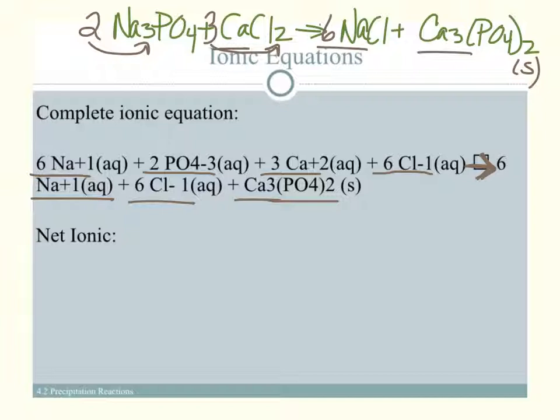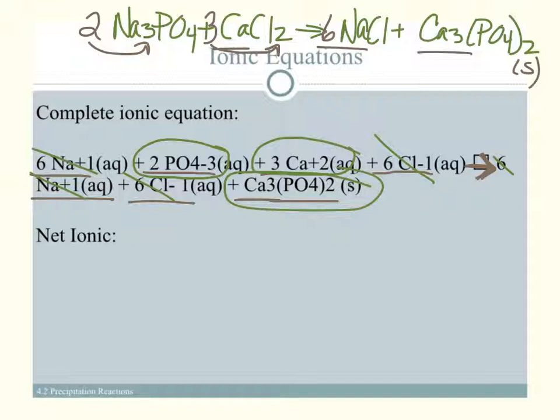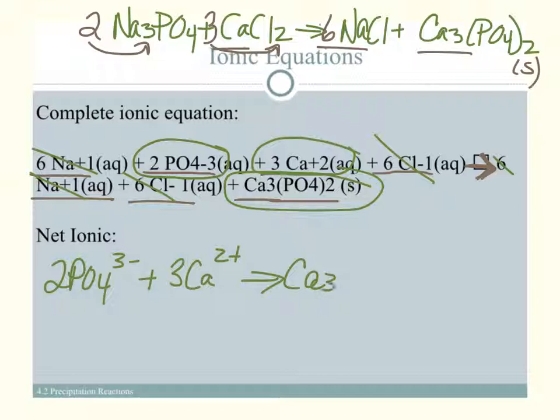So remember, to get to my net ionic, I'm going to cross out anything that appears the same on both sides. So I'm going to start with my 6 Na, my 6 Cls, and that's left. So what's left? My PO4 3 minus, my Ca 2 plus, and my solid. So when I rewrite my net ionic, I have 2 PO4 3 minus plus 3 Ca 2 plus, yielding Ca3(PO4)2 solid. These were both aqueous.